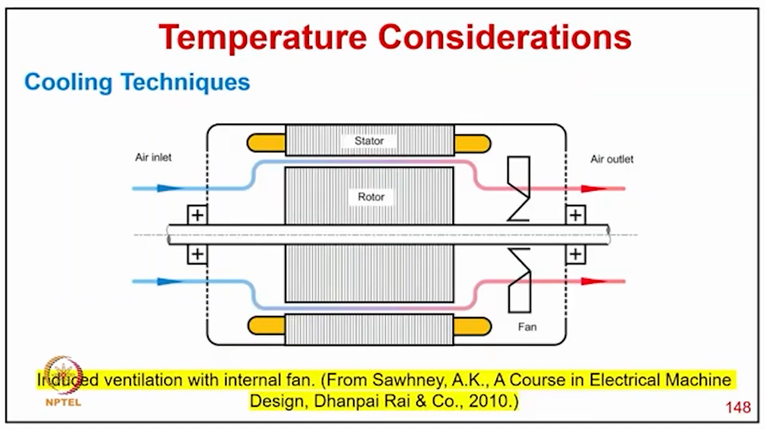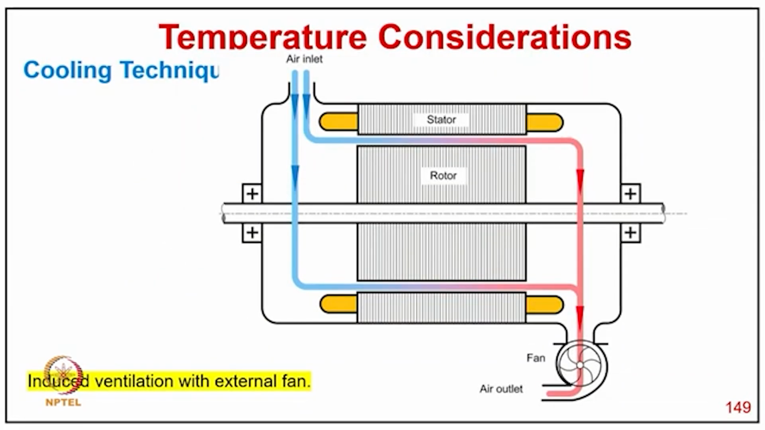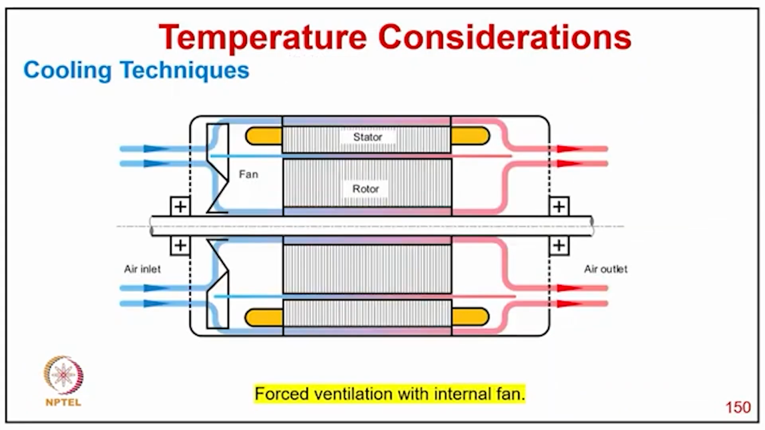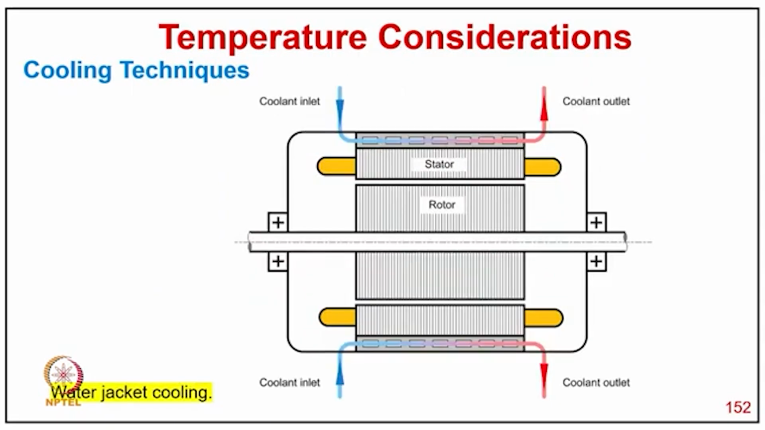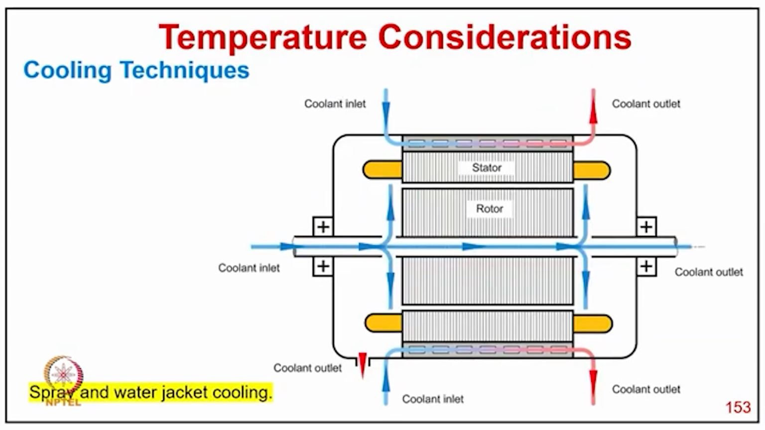Now you can see how the cooling technique works, typically induced ventilation with an internal fan. You can see how the air flows through from one end to the other end of this machine through the air gap. Then the induced ventilation with an external fan, and the forced ventilation with an internal fan, how the air blows, then the forced ventilation with external fans, and then water jacket cooling, then spray and water jacket cooling.